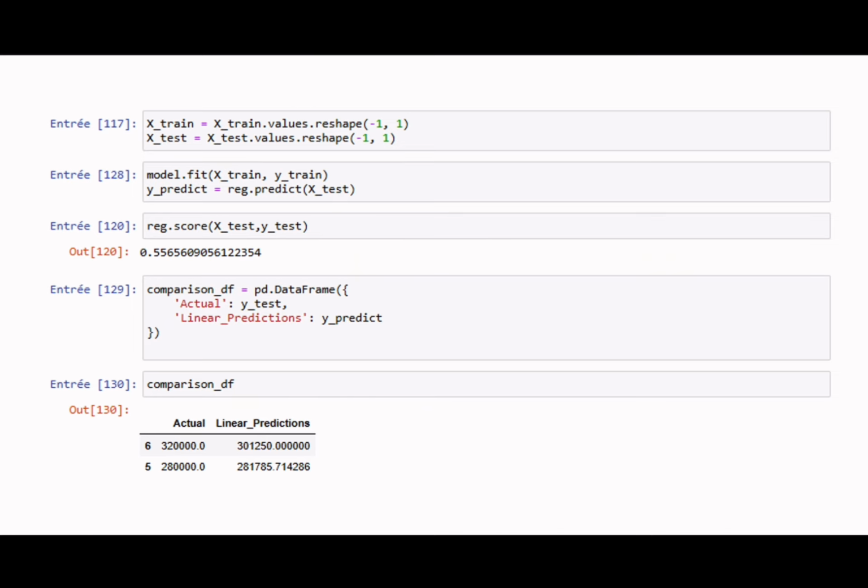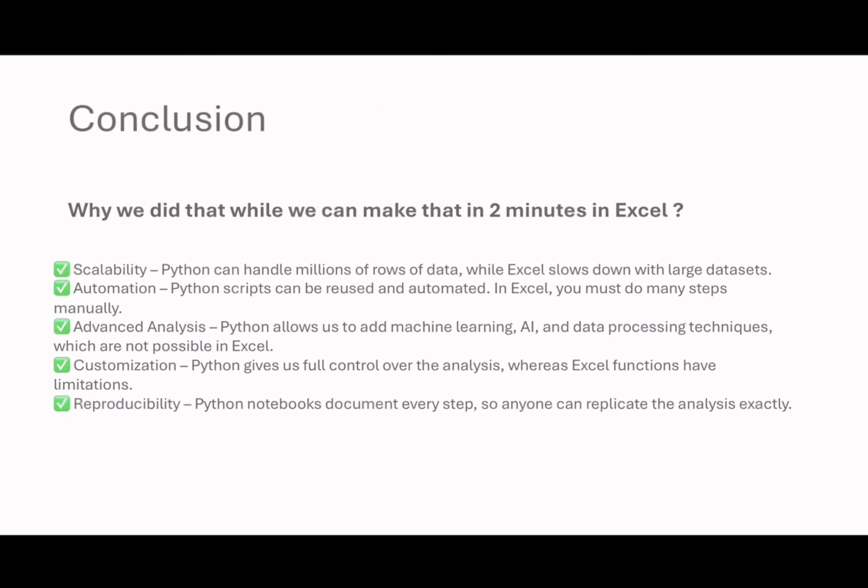Step 10. Comparing predictions. Finally, we compare the model's predicted house prices with the actual values from our dataset. The table displays the actual housing prices versus the model's predicted prices. We see that the predictions are not very precise, confirming that our small dataset limits the model's accuracy. However, this is just a demonstration, and in real-world scenarios, models are trained on thousands or millions of data points.